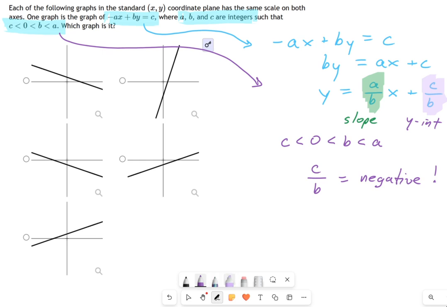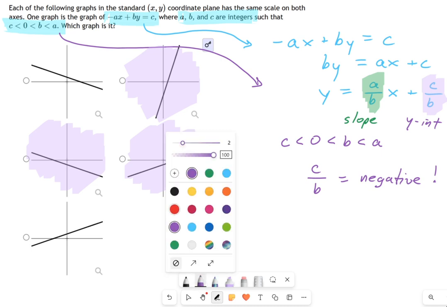Well, which one of these are our possibilities? Negative y-intercepts. This one, that's got a negative y-intercept. This one right here, that's possible. This one over here. And the other two, at least, we can rule those out. The other two have positive y-intercepts. So we're not going to consider this one. We're not going to consider this one.